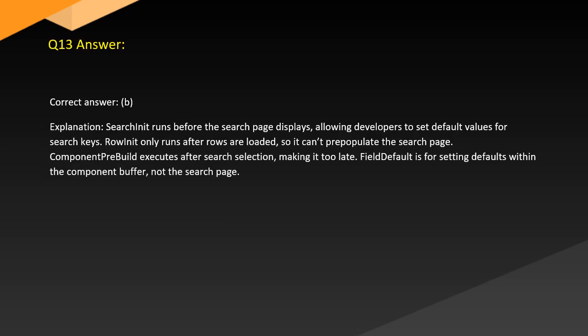Answer. Correct answer, B. Explanation. SearchInit runs before the search page displays, allowing developers to set default values for search keys. RowInit only runs after rows are loaded, so it can't prepopulate the search page. Component PreBuild executes after search selection, making it too late. FieldDefault is for setting defaults within the component buffer, not the search page.